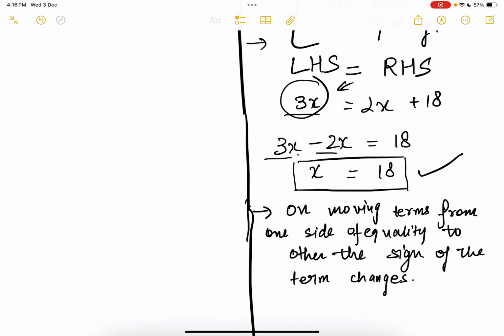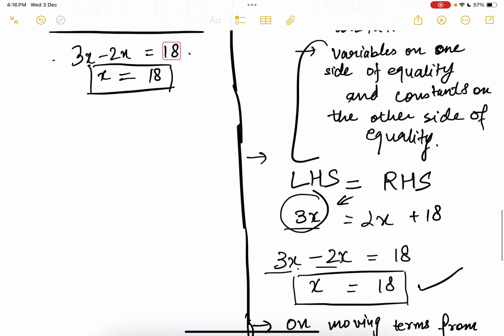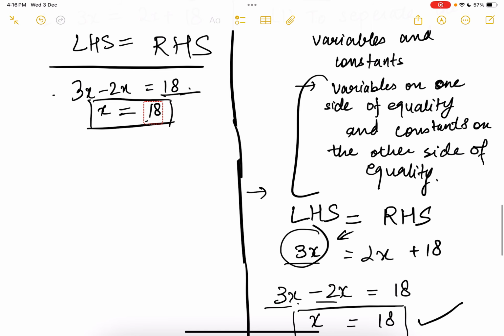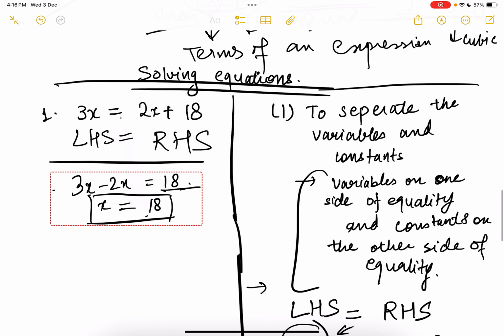On moving the terms from one side of equality to the other. Now you can ask me that, ma'am, why we didn't move 18? Because why will you want to move 18? 18 is already on one side, na? You can see here that 18 is already on one side. What was not on one side? Variables were on this side, LHS also, RHS also, so we moved the variables, whichever is easy, we do that.